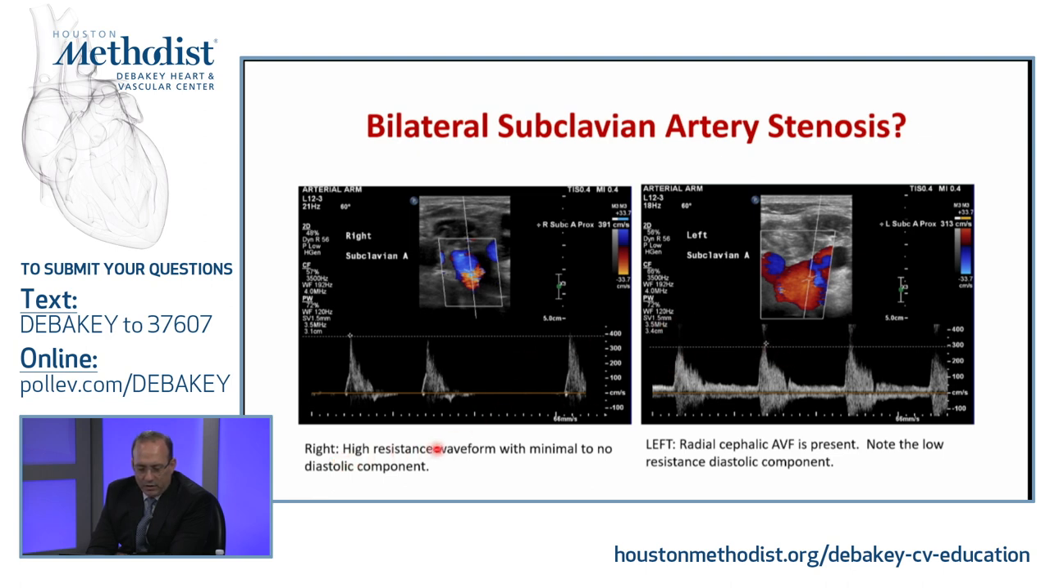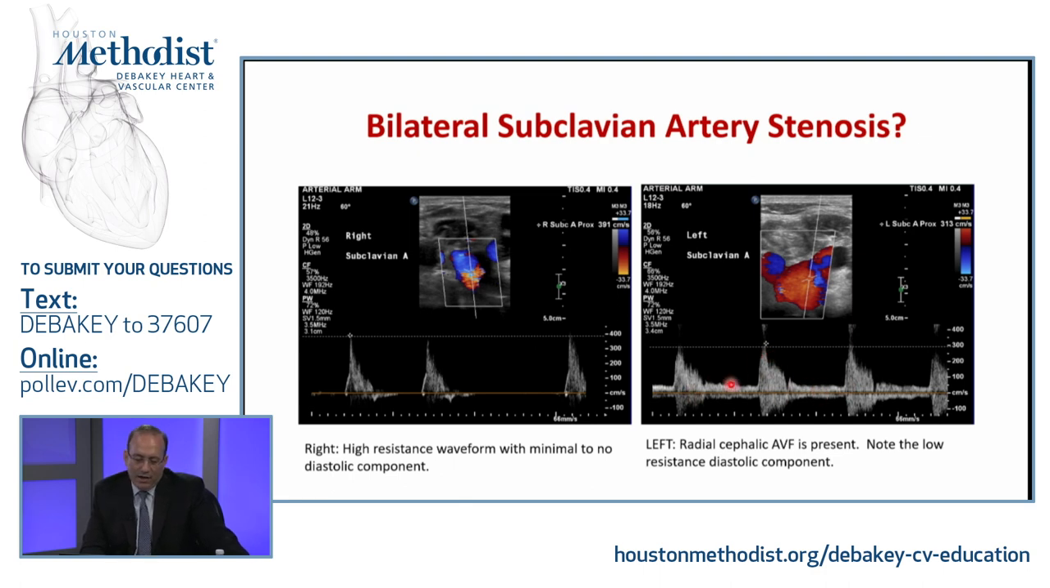Okay, here's a patient with a high resistance waveform with minimal to no end-diastolic component. And on the left side, you see that there is a wide and nice diastolic component. Well, what I didn't tell you here is that the patient has an arteriovenous fistula on the left side. And that's why you see this significant diastolic component, because it's feeding an arm that has an arteriovenous fistula in the left upper arm, and that is decreasing the resistance for that vessel. So it's really hard to tell whether this is compensatory due to the AV fistula, and that's why the velocities are high, that's why this is turbulent.